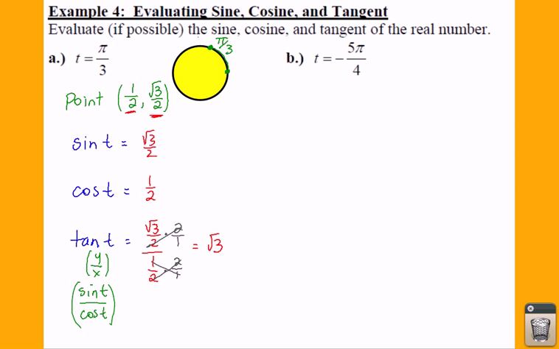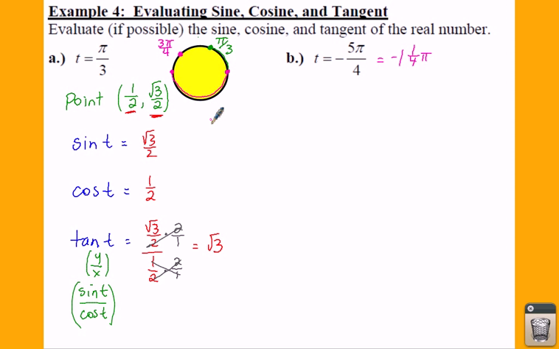Now, negative 5 pi over 4. Gosh, I wish I knew where that was. Well, let's use a circle. Negative 5 pi over 4, that's a negative 1 1/4 pi. So I'm going to go this direction around my circle. There's a negative 1 pi, and then I want 1/4 of this distance. So 1/4 would be right here. That is also known as 3 pi over 4.